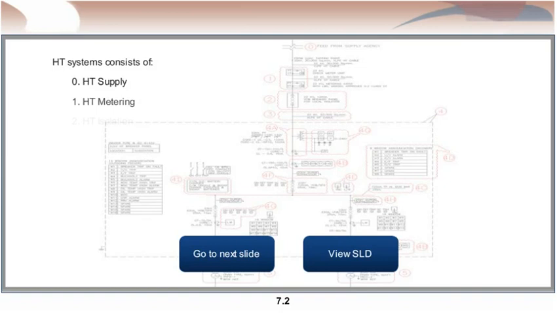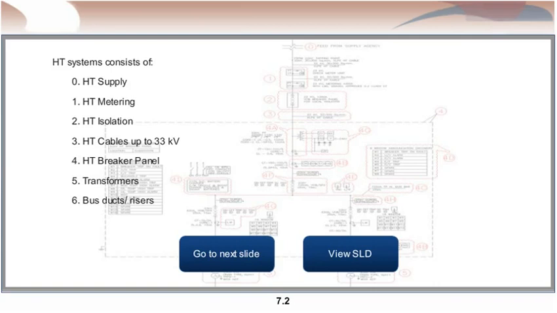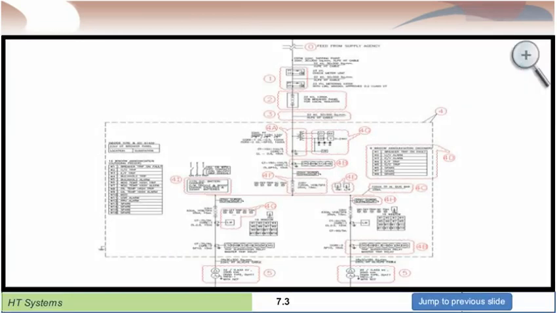The first subsection is HT system, which has components as shown on the screen. Click on View SLD to view the single line diagram of a sample installation. Click on Go to Next Slide to explore each component of HT system. This single line diagram shows a typical HT system. Please click on magnifier to view the diagram in detail.